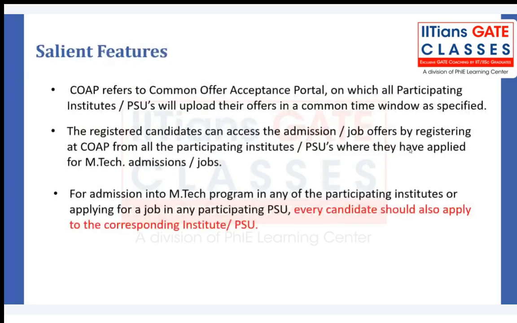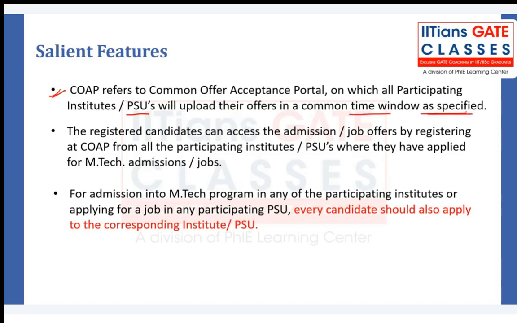Okay, so what are the salient features we have got? Why is COAP needed, right? COAP refers to the Common Offer Acceptance Portal. Already we know this, on which all participating institutes. So what are the participating institutes? Only 24 IITs are there. No IIITs and NITs, you have to keep in mind. For NITs there will be a different procedure for admission, right? That is known as CCMT. And also the PSUs. We will be taking differentiation for PSUs. What are the participating PSUs? They will upload their offers in the common time window as specified.